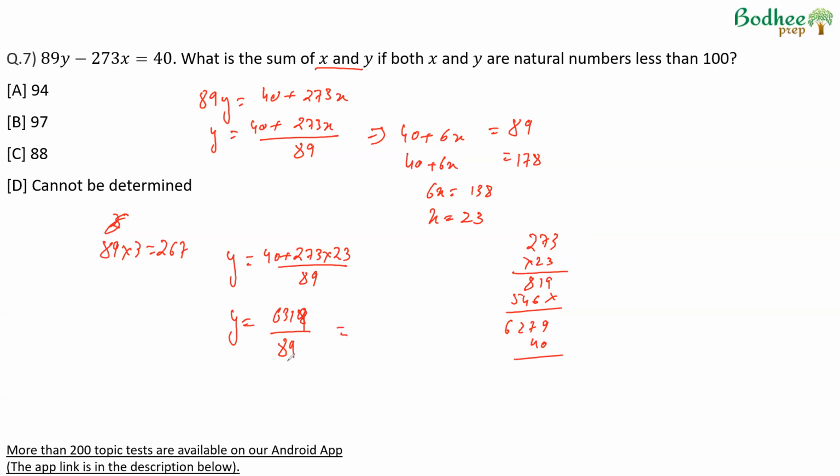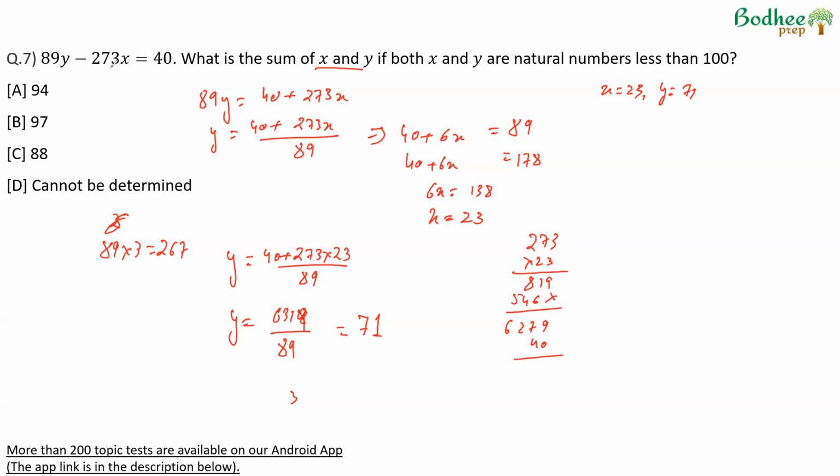8 7s are 56. 7 8s are 56, 63. 36, 62. 89. 630 minus 7, 623. 8 and 9, 71. And therefore, a solution for this is when x is 23, y is 71.